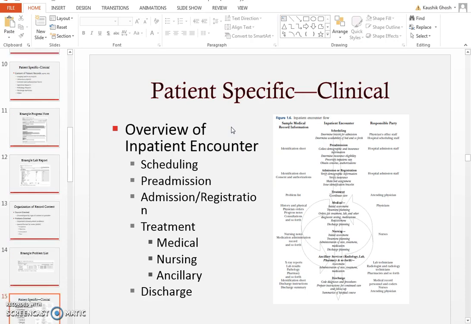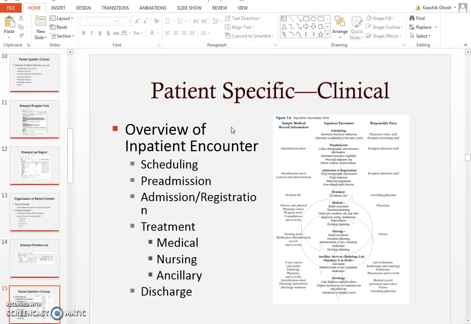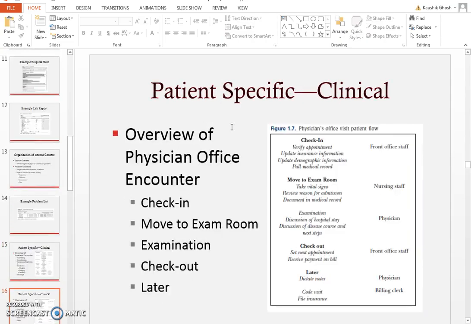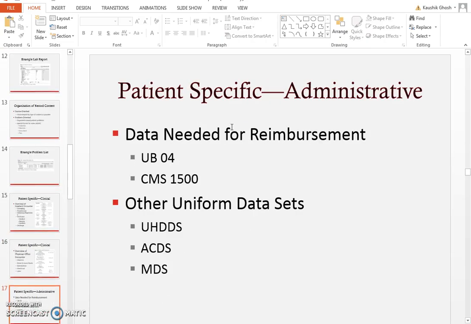Again, these are just screenshots to walk you through. And these are codes, right?